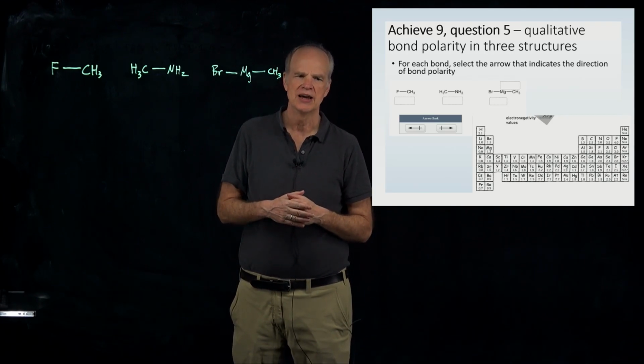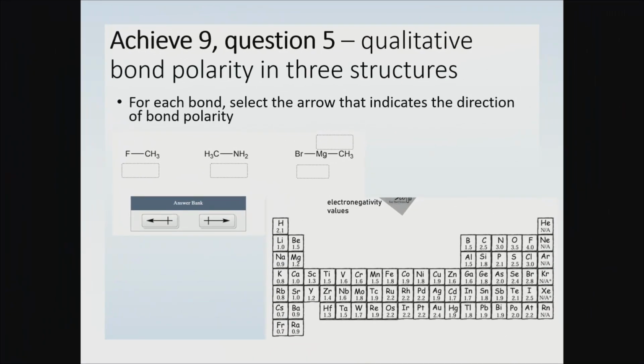If I can blow up the slide, please. So this is Achieve 9, question 5, qualitative bond polarity in 3 structures. It says, for each bond, select the arrow that indicates the direction of bond polarity. So if I can reduce the slide.